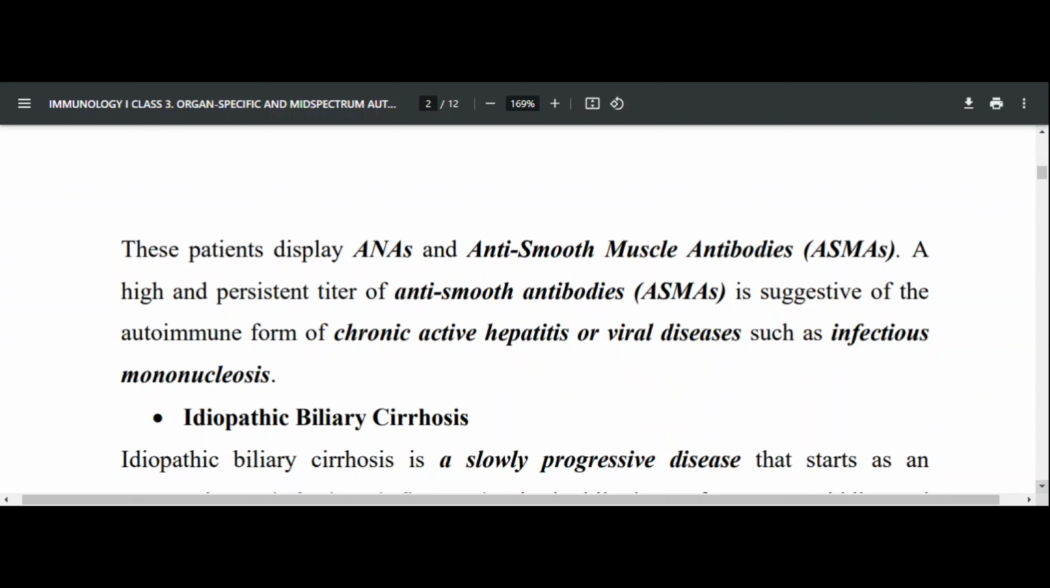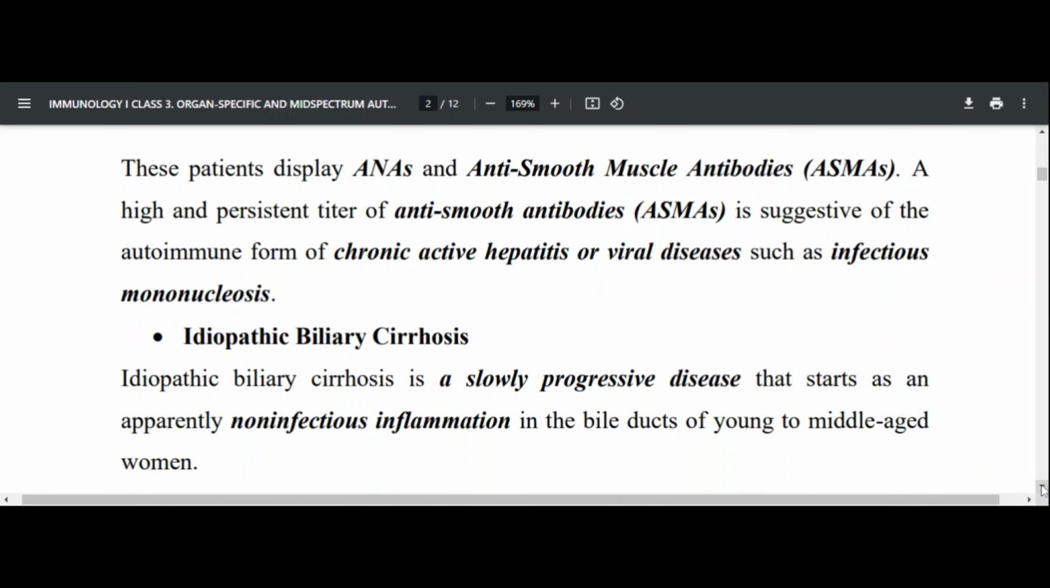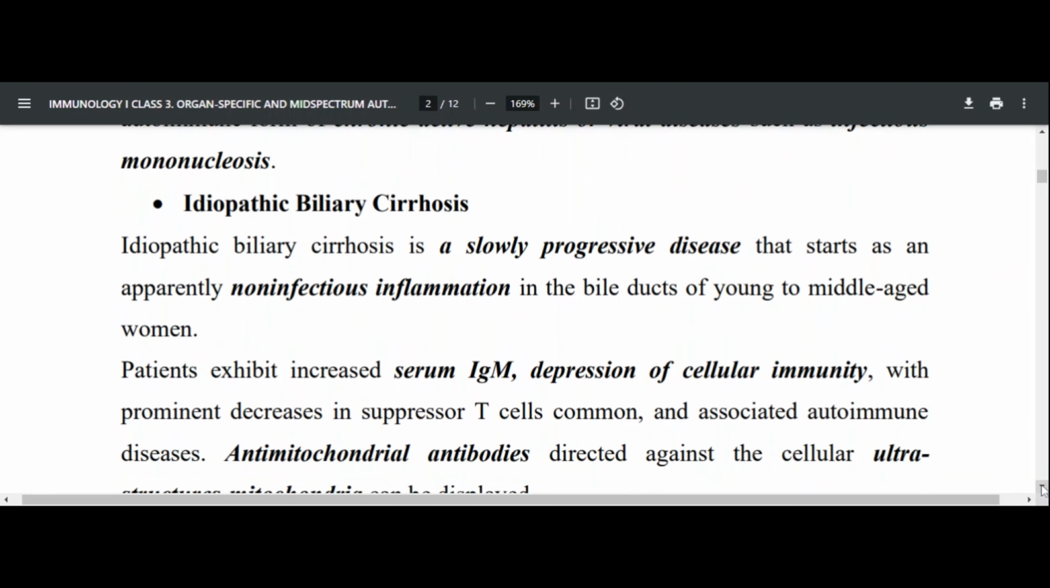The second mid-spectrum autoimmune disease, apart from active autoimmune hepatitis, is idiopathic biliary cirrhosis. It is another autoimmune disease characterized by a slowly progressive course which starts as an apparent non-infectious inflammatory disease of the bile ducts of young to middle-aged women. Patients will exhibit increased serum immunoglobulin M and depletion of cellular immunity with a prominent decrease in suppressor T cells, and this is associated with other autoimmune disease.